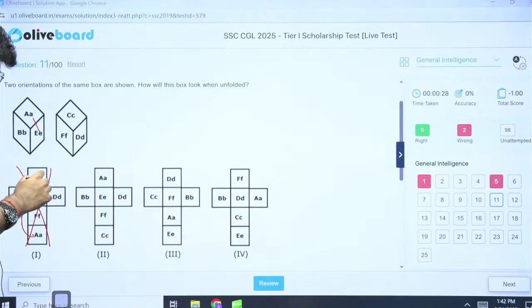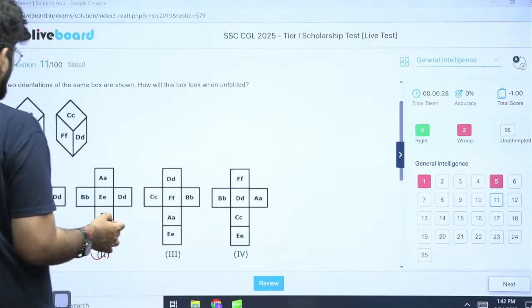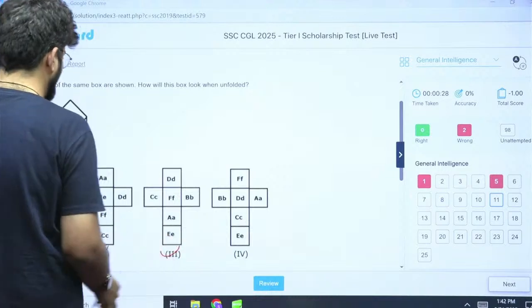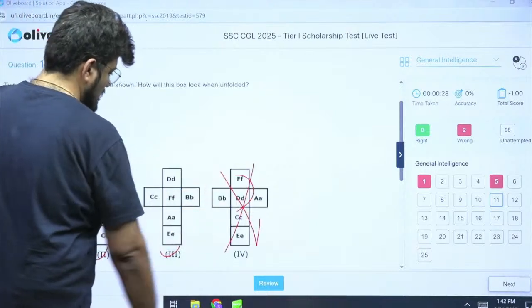Here again, okay, this seems to be my answer, but let me check if there is any other answer. So, E, C and D, this also might be a correct answer. And F, C, okay, F and C cannot be together. F and C are opposite here, so this is also not correct.